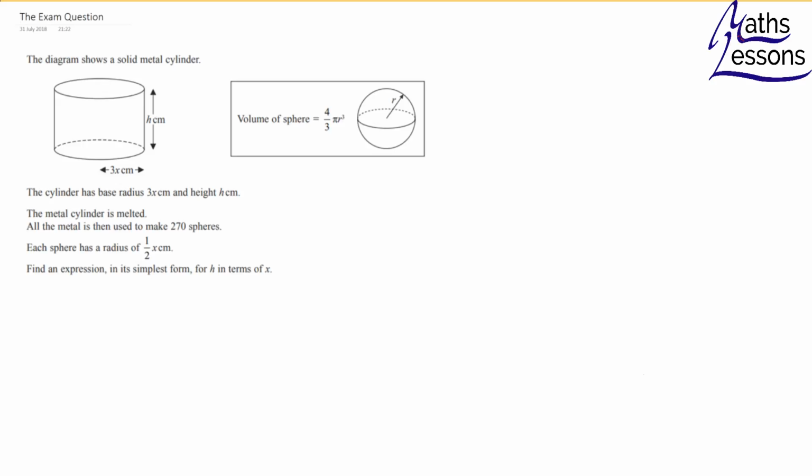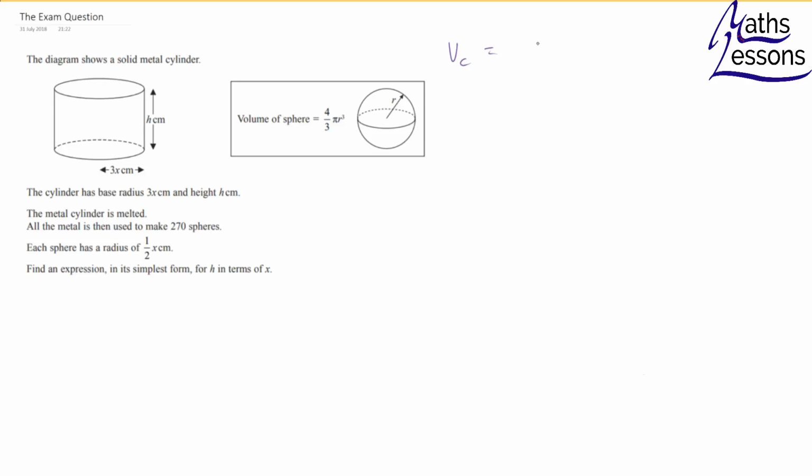So we've got a diagram that shows a solid metal cylinder, radius 3x and height h. It's melted and used to make 270 spheres, and each sphere has a radius of a half x. We need to write an expression in simplest form for h in terms of x. So we're dealing with volumes here. Let's start off with the volume of the cylinder.